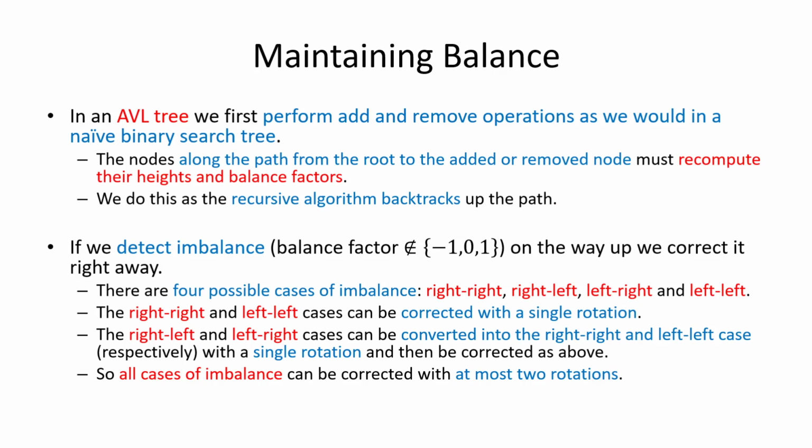All right, so let's take a look at how we're going to use these rotations now to maintain balance in our AVL tree. The first thing we're going to do is, in an AVL tree, when we perform any of our normal operations, our add and our remove in particular, we're just going to perform our normal add and remove as we would perform them in a naive binary search tree, which means we're going to search for the location to add or the node to remove, and then we're going to perform the operation as our add and our remove operations are performed normally.